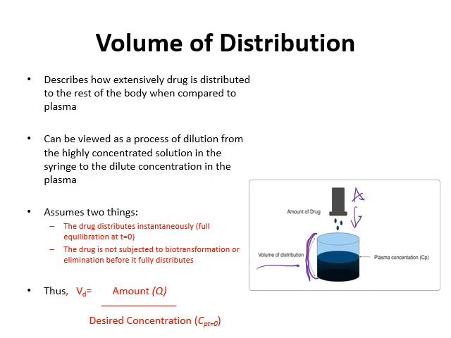So volume of distribution assumes two things. It assumes that the drug distributes instantaneously. That means you have full equilibration at a time constant of 0. Okay, the little t is your time constant 0. So when you inject a medication, your volume of distribution is instant. So you have instantaneous, drug A is instantaneously going into your volume, your plasma concentration, your compartment, and it equilibrates. So you have full equilibration at that time. It is not subjected to biotransformation or elimination before it fully distributes.